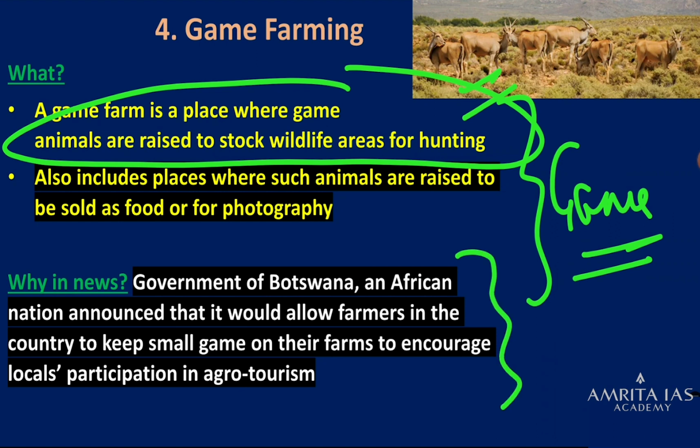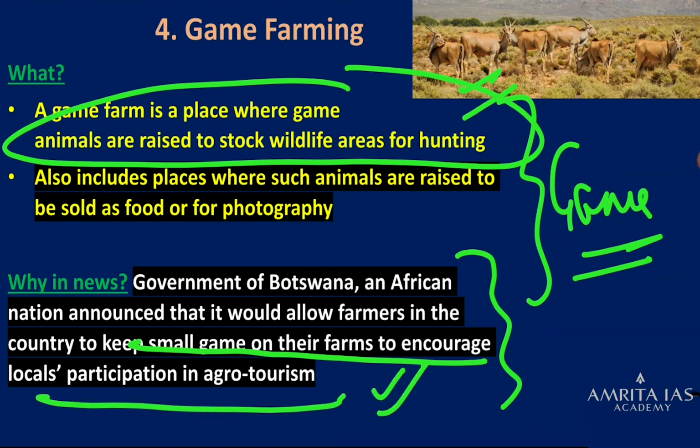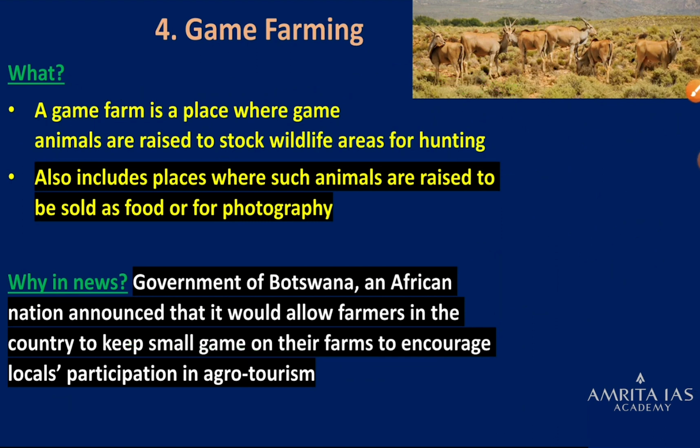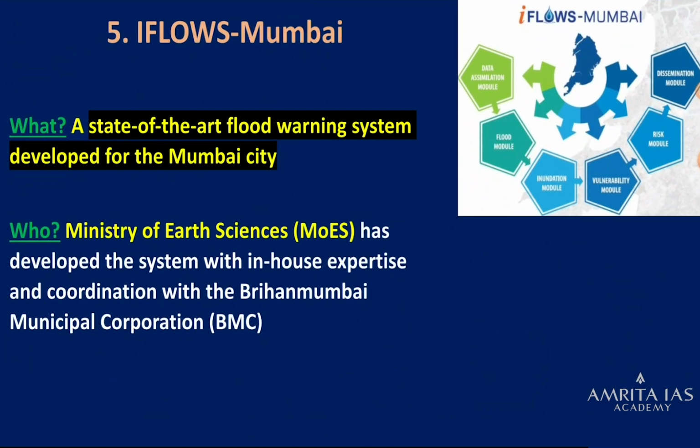The government of Botswana, an African nation, announced that it would allow farmers in the country to keep small game on their farms to encourage local participation in agro-tourism, so that people can be invited for ecotourism or for hunting purposes. Okay, so this is called game farming. Remember that. It can be part of your static syllabus also, in geography, because it is mentioned in your JC Long part 2.